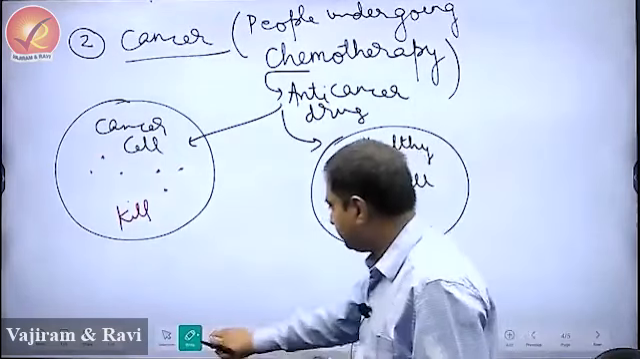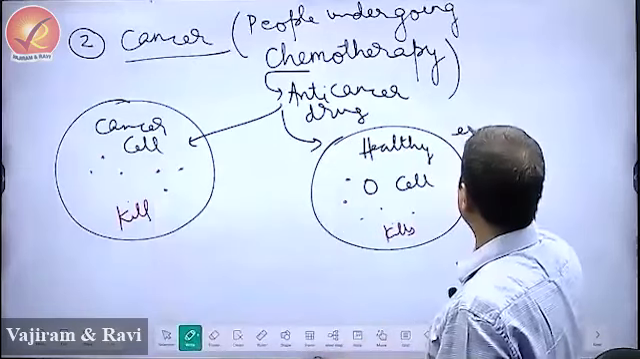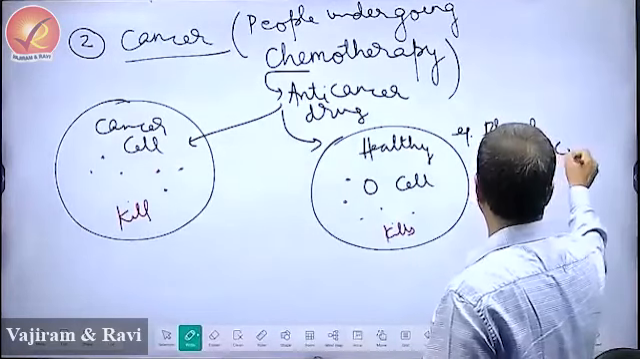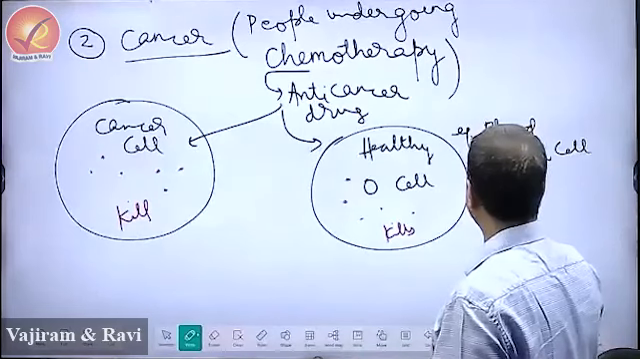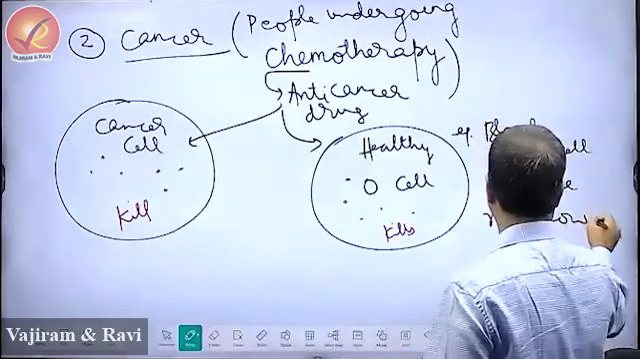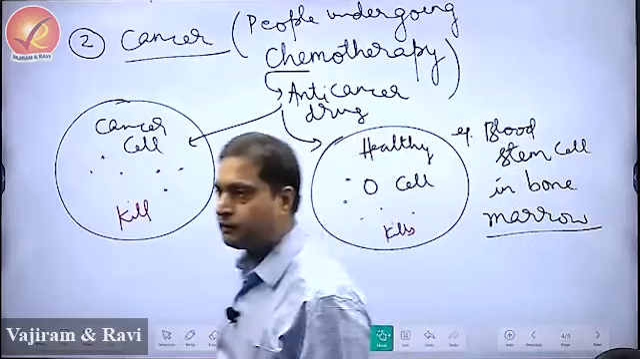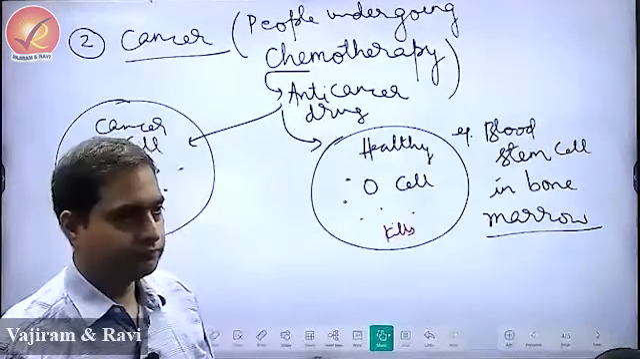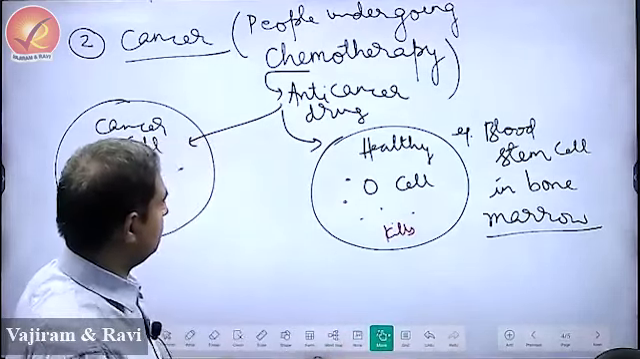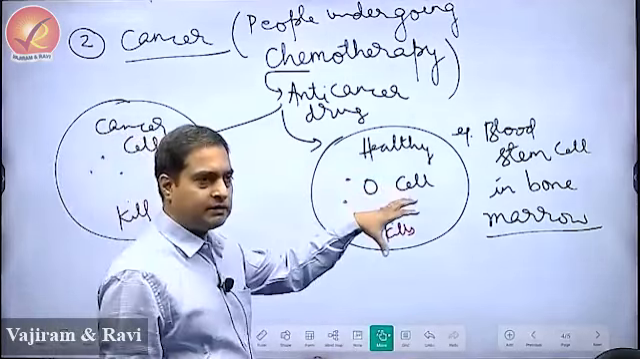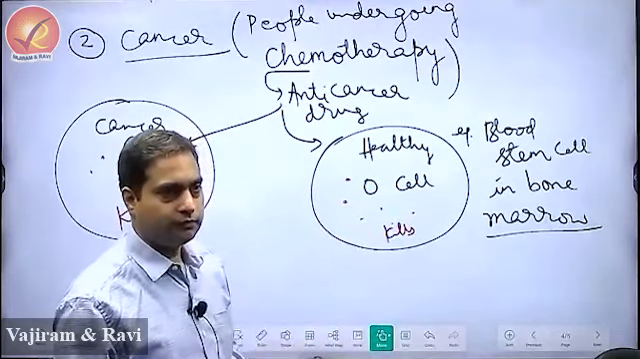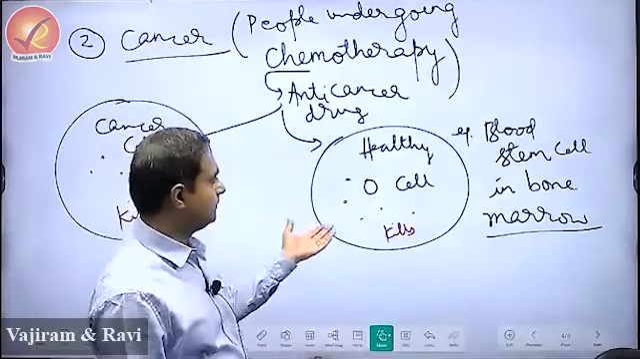For example, blood stem cells present in bone marrow. Blood stem cells present in what? Bone marrow. We'll discuss what this bone marrow and blood stem cell are. So unfortunately, it also suppresses these healthy cells. So that is the side effect a person has to undergo, that it will suppress and destroy the healthy cells also.